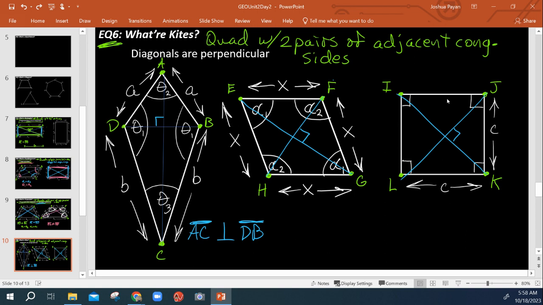But anyway, yeah, that does it for kites. Kites are pretty interesting. Their biggest distinguishing factor, besides the two pairs of adjacent congruent sides, obviously, is that their diagonals will always intersect at 90 degrees. They're always going to be perpendicular.